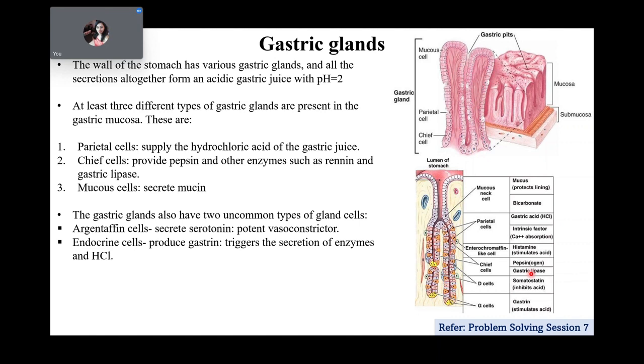The other is the argentaffin cell or the D cells that secrete serotonin and somatostatin. So as you can see, there's a self-regulation in the stomach. G cells secrete gastrin, which stimulates the acid secretion. D cells synthesize somatostatin, which will inhibit the secretion of acid. So there is a regulation. Nothing goes unchecked. So there's a checkpoint within the organ itself.